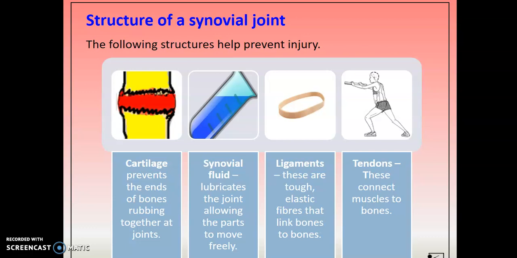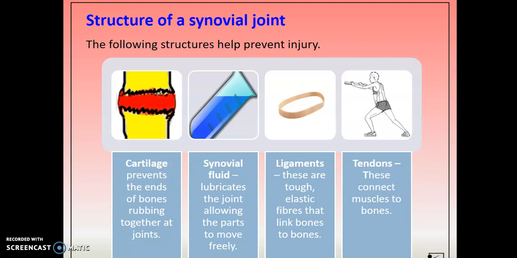Now, exercise can strengthen ligaments and tendons. We want them strong, but we also want them stretchy. It seems kind of wrong to say you want something strong and stretchy at the same time, but you do, and that is achievable through exercise. And then the last thing is a tendon. So a tendon connects the muscle to the bone.